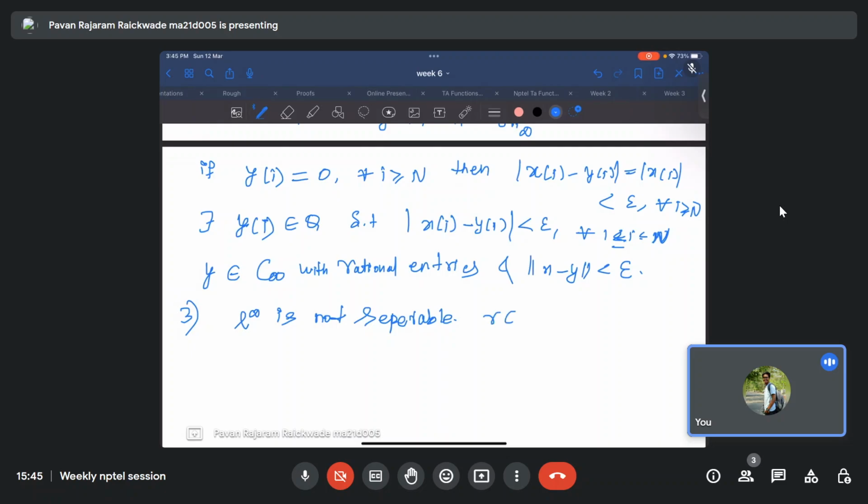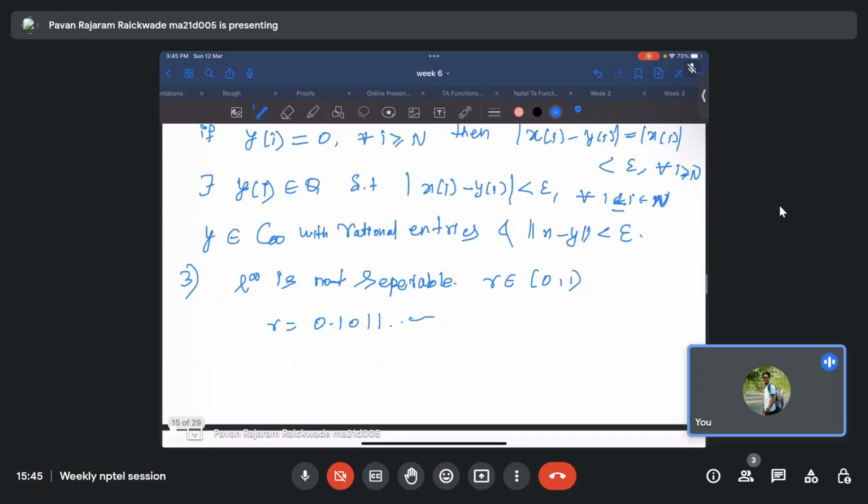Suppose r belongs to the open interval (0, 1). You write a binary representation of this r, which will be some zeros and ones. For every such r, you can define a sequence x_n: if the first position is one, you put one; if the second position is zero, you put zero. Simply one, zero, one, one, like this, the same as the binary representation. So this is a sequence.